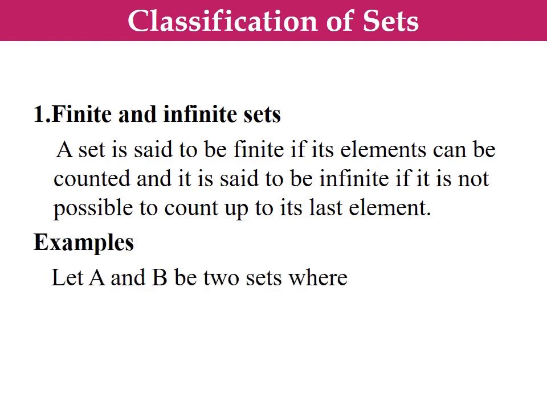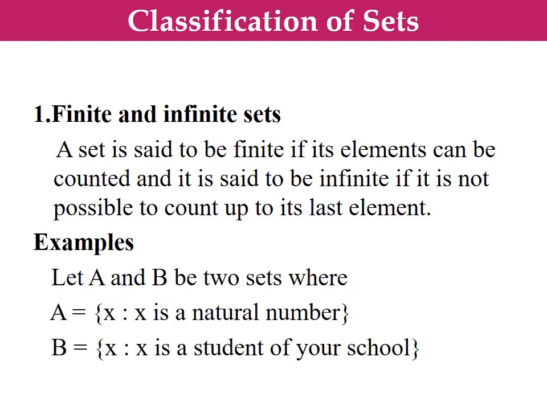For example, let A and B be two sets where A is natural numbers, and for B we can take the students of your school. So what do you understand from this example? First one is natural numbers. Is it countable? Obviously no. It will start from 1, 2, 3 and so on going up to infinity, right? It is uncountable. Therefore, this one is an example of an infinite set. Look at the second example, students of your school. It is obviously countable. So this is a perfect example for a finite set.